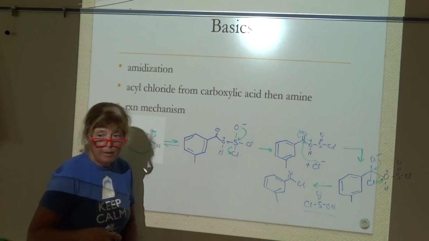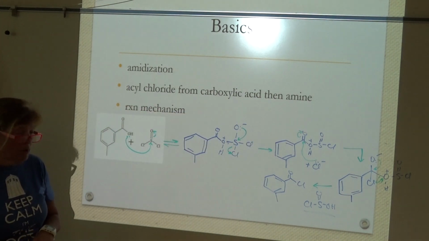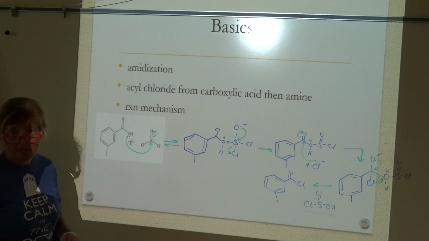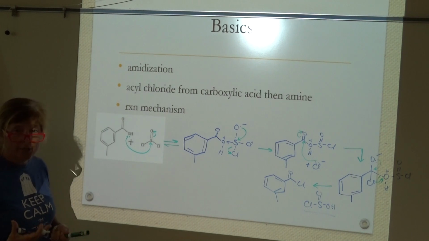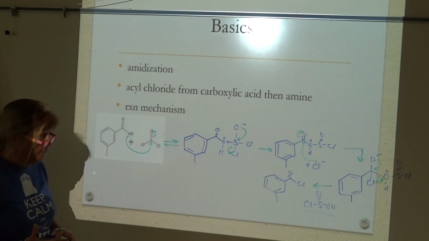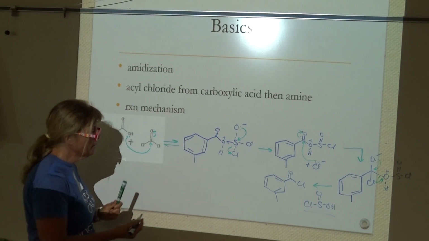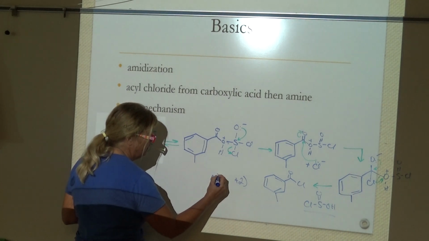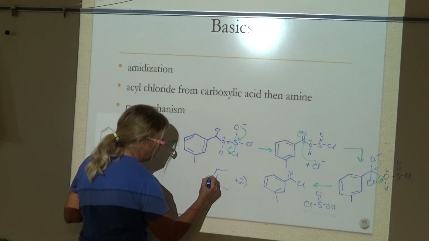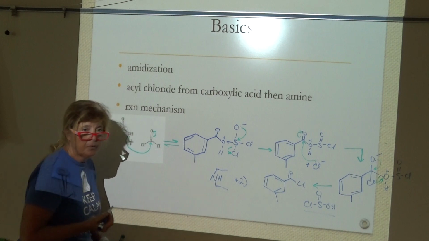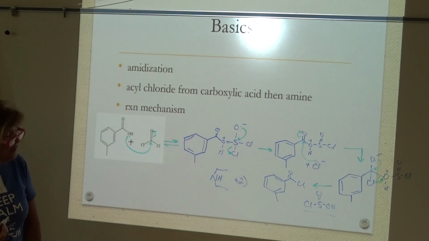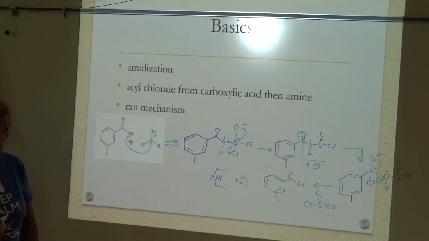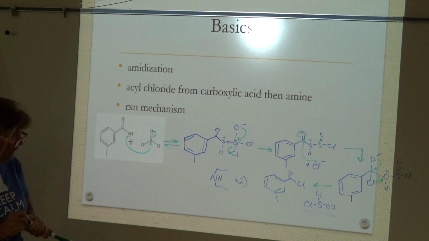The thionyl chloride, by the way, can go find another molecule of the carboxylic acid and undergo a second reaction. So you can get 2 moles of the acyl chloride for every 1 mole of the thionyl chloride. We're going to then have a secondary addition of the diethylamine.